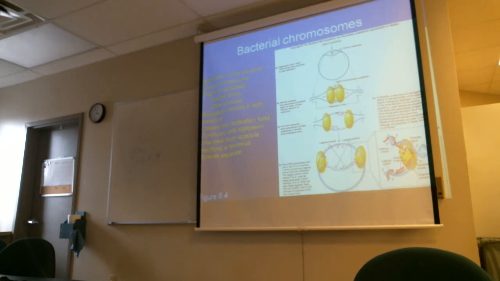Now, as far as these circular chromosomes go, you need to know that there's an origin of replication. So in the circular, it's going to be the same type of scenario as the other linear form. But you've got a bubble that forms. Replication will go in both directions. It continues until those forks meet. And there's a terminus, which means you're done, and they separate.